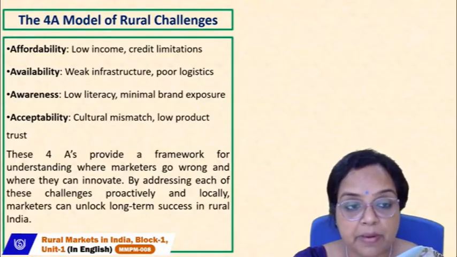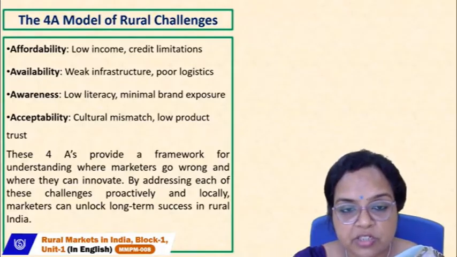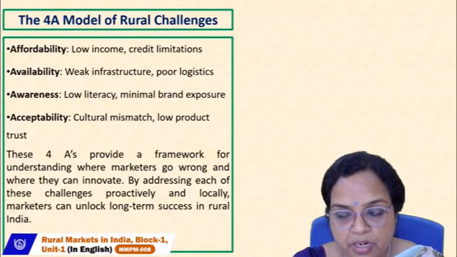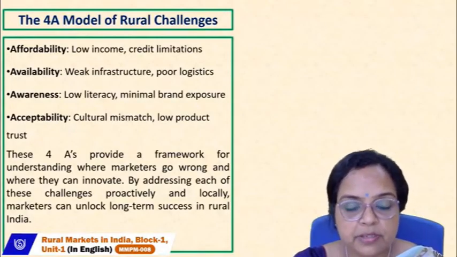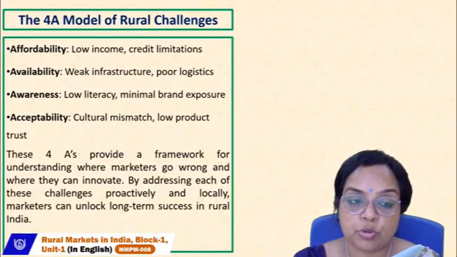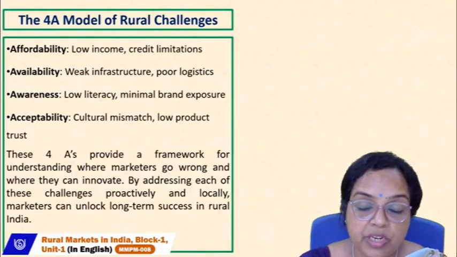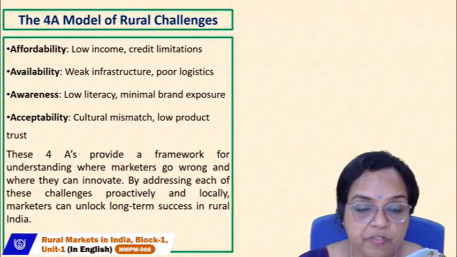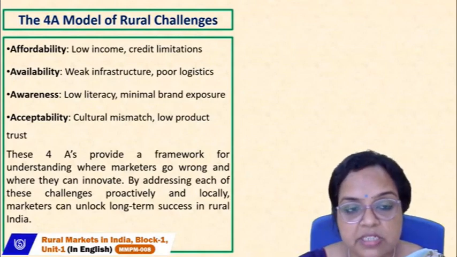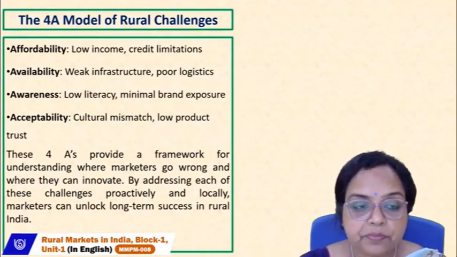The second one is availability. Weak infrastructure and poor logistics are blocking the road of product distribution in the rural belt. Then the third one is awareness, due to low literacy. Consumers in rural belts are not very aware of the product features, benefits, advantages, and disadvantages.